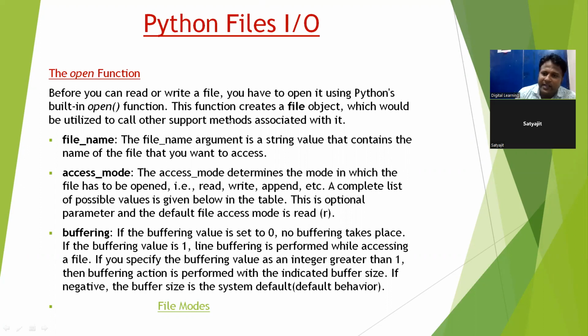The file name argument is a string value that contains the name of the file that you want to access. Access mode determines the mode in which the file has to be opened. Read, write, append: the purpose for which we open the file, whether to read, to write, or to append. Append means we join at the end.